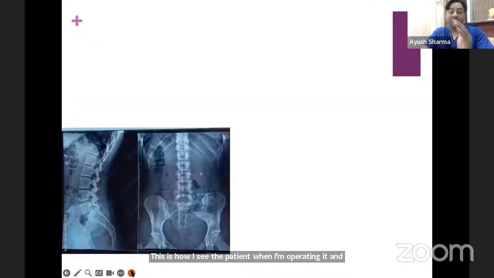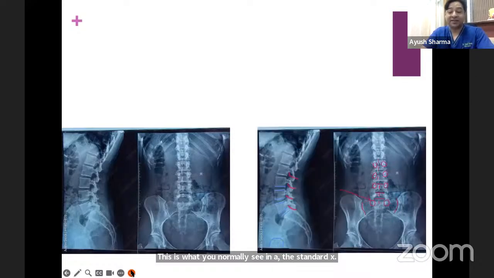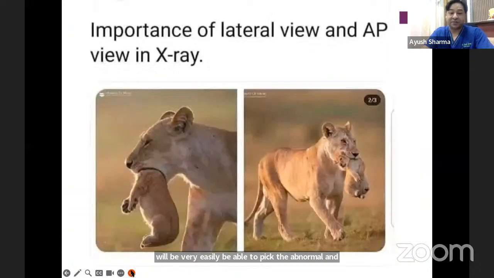This is what you normally see in an X-ray. This is a standard X-ray lumbosacral spine. But this is what I see. Every patient which I see in my OPD, not only do I see this, but I see something more to it. And these are the small things I'll try to tell you over the period of time. So, you need to have a vision which goes beyond the normal X-ray. And if you know the normal, you will easily be able to pick the abnormal, and that is what you want to do as a specialist or as a surgeon.